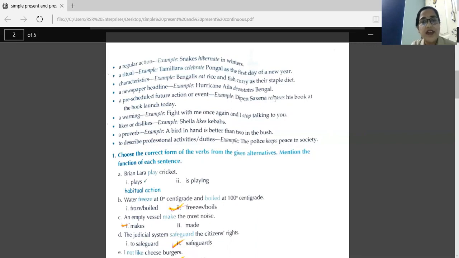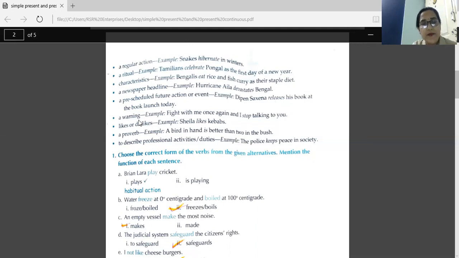So we have releases here. Releases shows the sentence is in simple present tense. Why? Because release, we are taking first form of verb here. Okay.